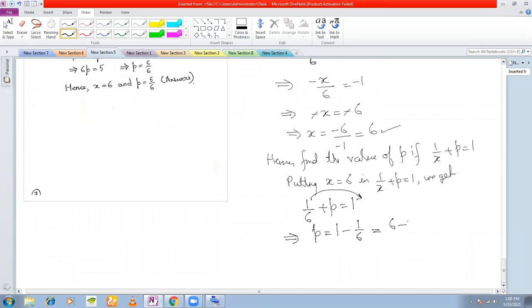Now you take the LCM, (6 minus 1) divided by 6. That is the LCM, because LCM of 1 and 6 is 6. So this becomes 5/6. So the value of p is 5/6.